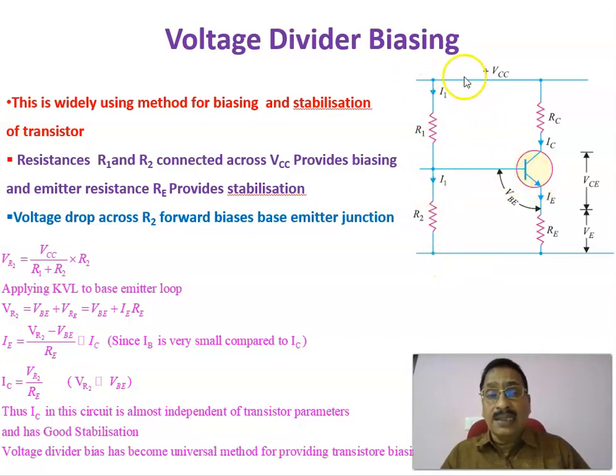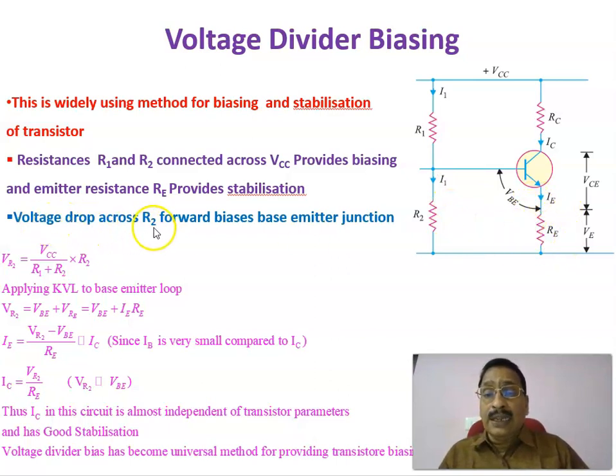Therefore this is the biasing method. And in this case, the resistances R1 and R2 connected across VCC provide biasing and the emitter resistance RE provides the stabilization. That is, this is providing the biasing and the stabilization is provided by RE.